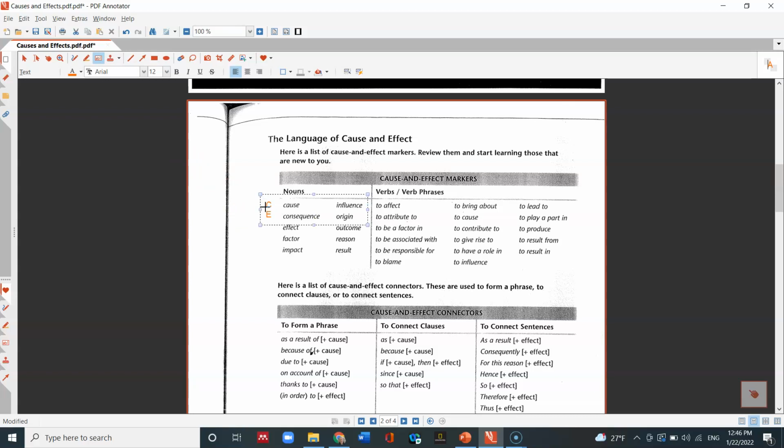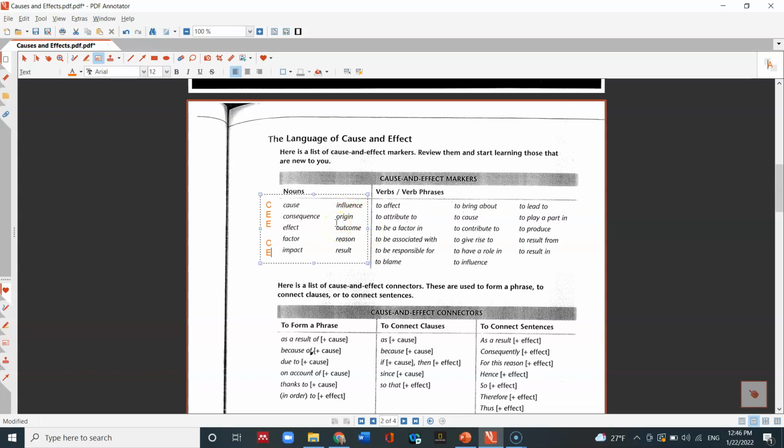So consequence is an effect word. Cause is a cause, of course. Okay, effect, of course, is an effect. What about factor? Do you know this word factor? A factor shows a reason, so it is a cause, and an impact shows a result, so it is an effect. Okay, I hope that at the same time that I am marking this, you should also be marking this in your book. Okay, influence is usually a cause.